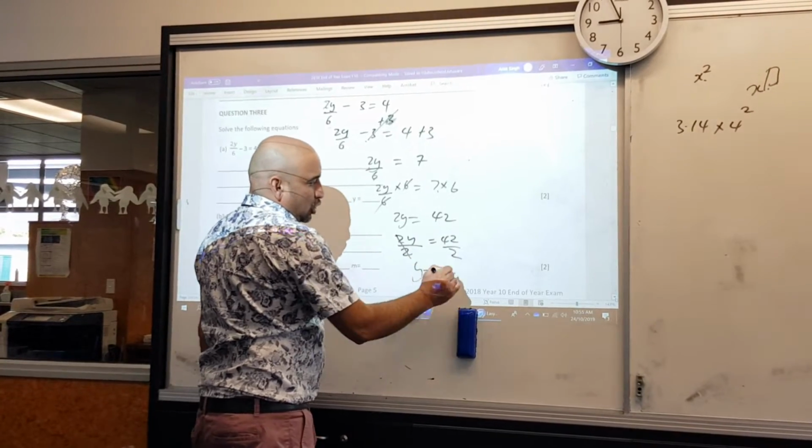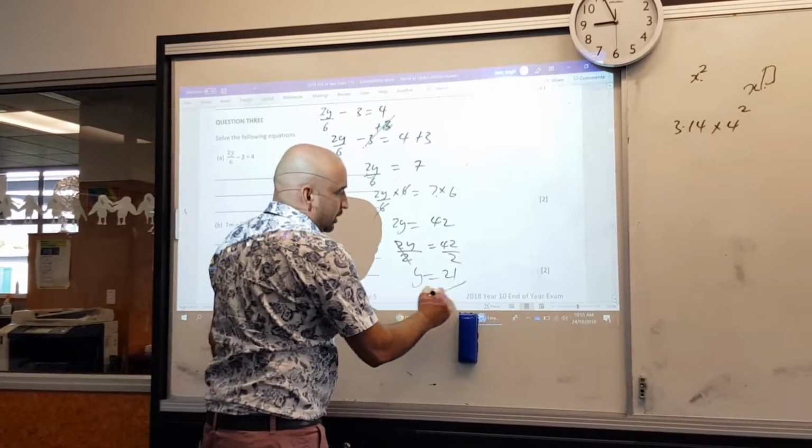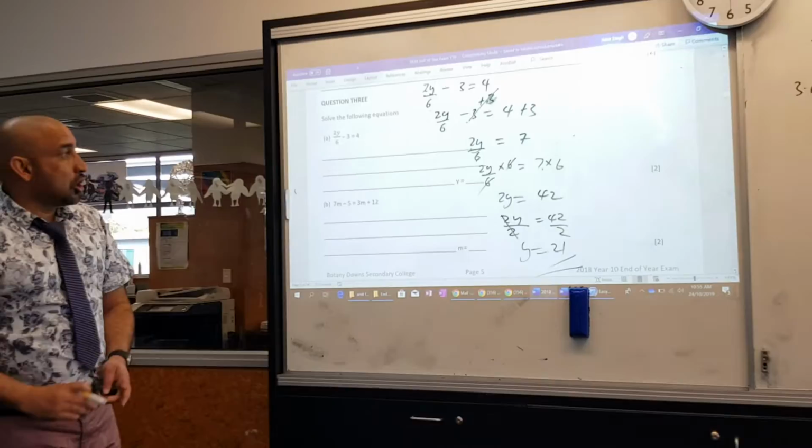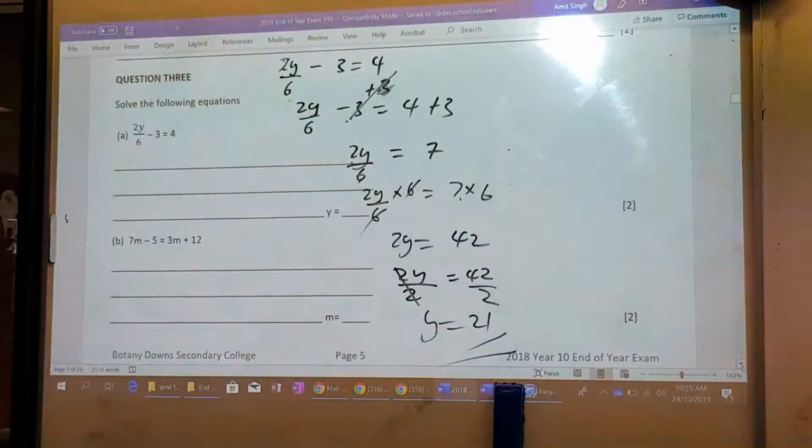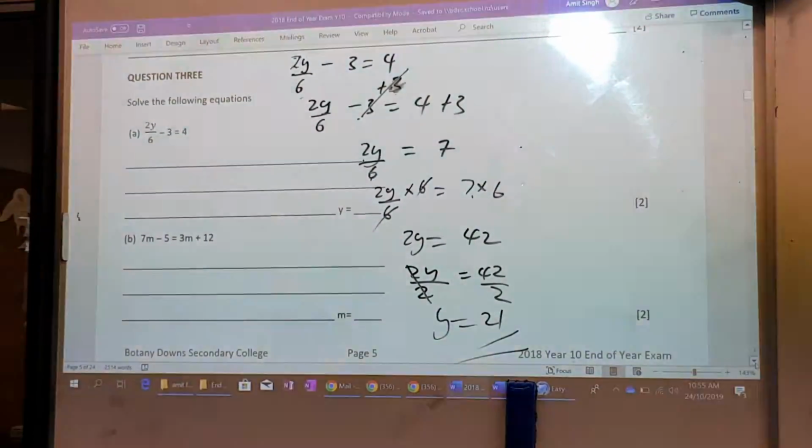So y is equal to 42 divided by 2, which is 21. So this is how you solve that equation: 2y over 6 minus 3 equals 4. That's how you do that.